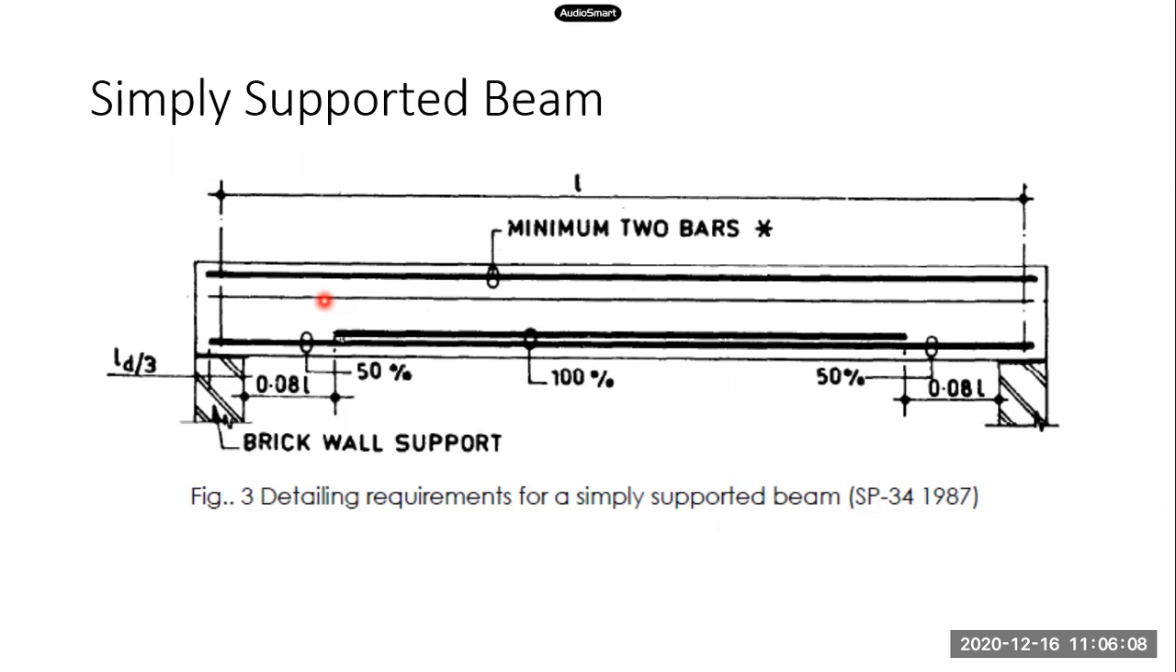But I want to save some time with these instruction classes. Now, in case of a simply supported beam, this is a module 1 RCC part. This is where we'll start the RCC part. That is with the detailing of simply supported beam.